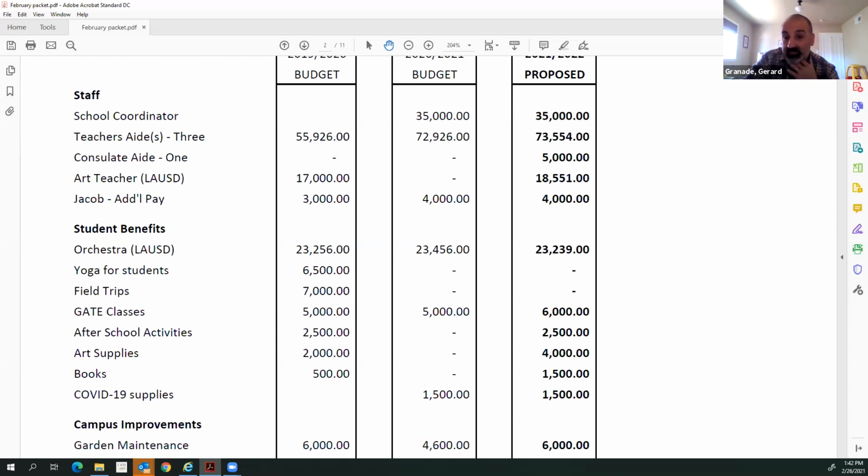Ideally, it'd be great if we could have them at all levels. But with benefits, it's approximately $25,000 per TA. That would require a lot of money that we don't have to have TAs in every single classroom. But we always start with the younger kids because they need more assistance, and then work our way up.